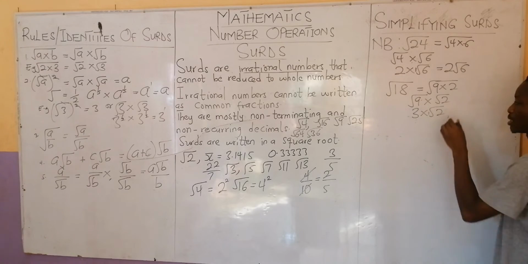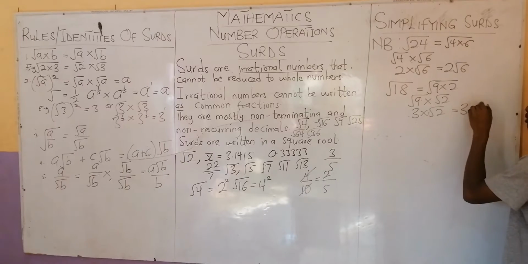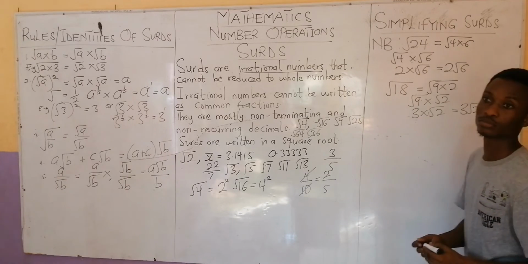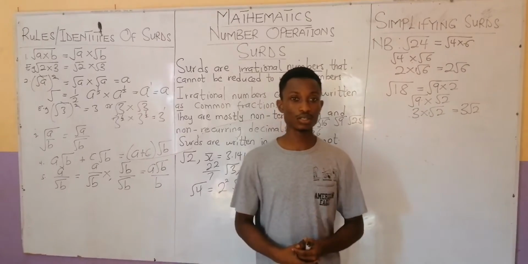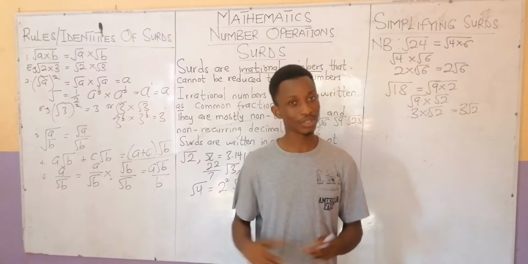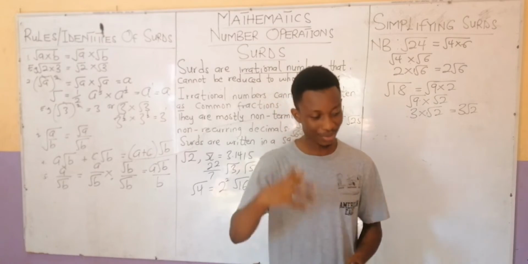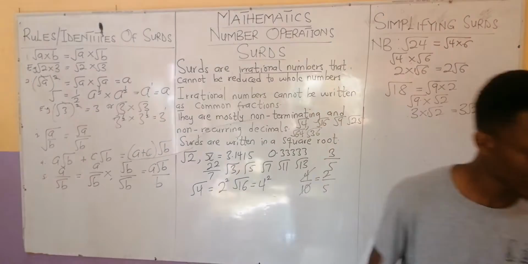Now we assume there's a 1 here. So 3 times 1 is 3, root 2. We can simplify some surds. So this is what we're doing. We'll be solving some questions under this. I believe you're enjoying the lesson. Good. So let's work some examples.